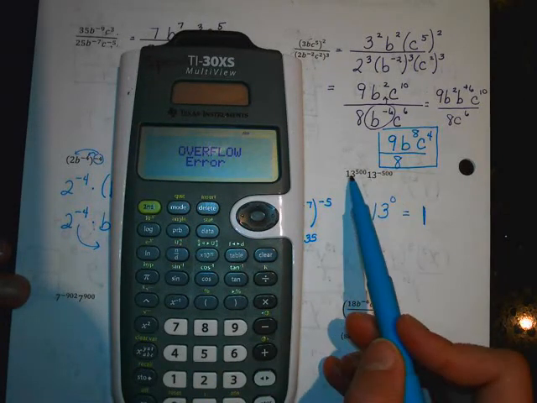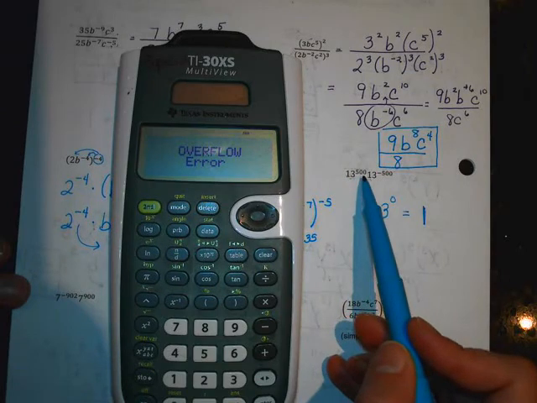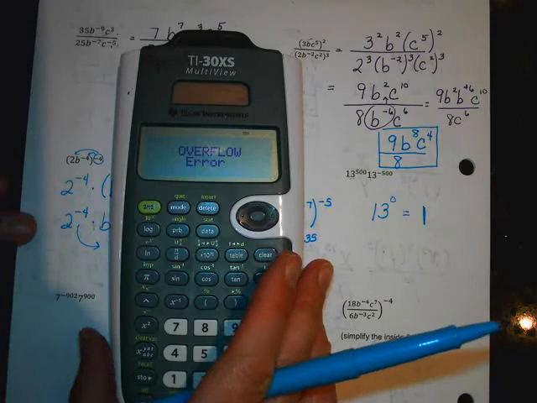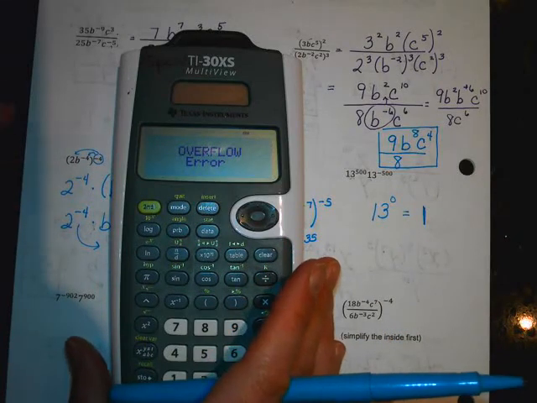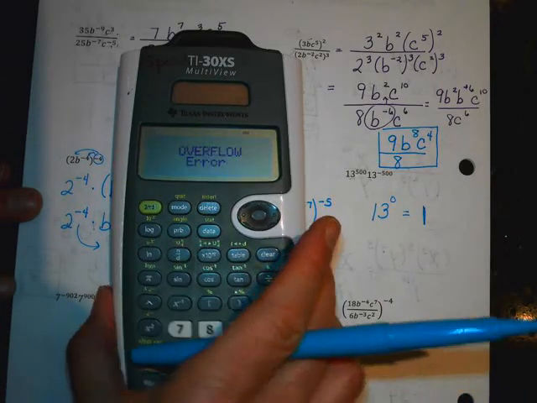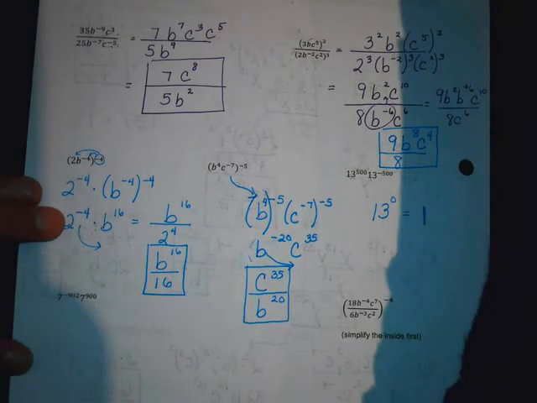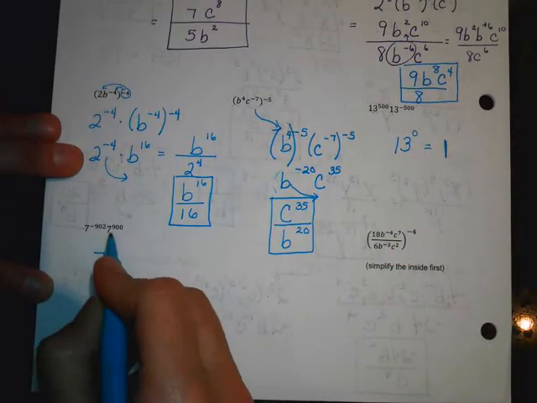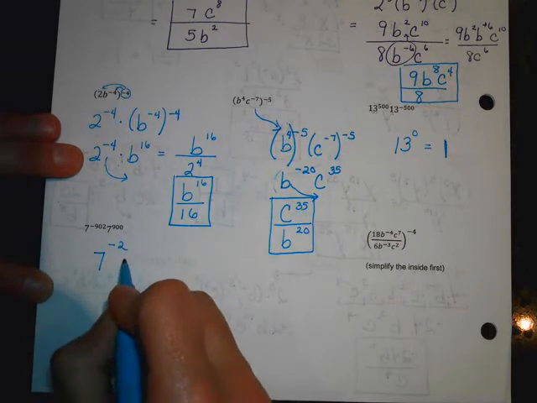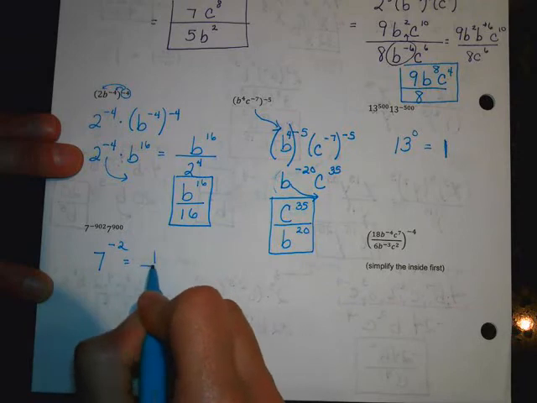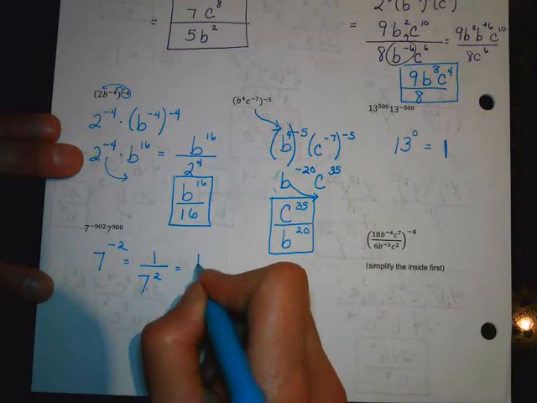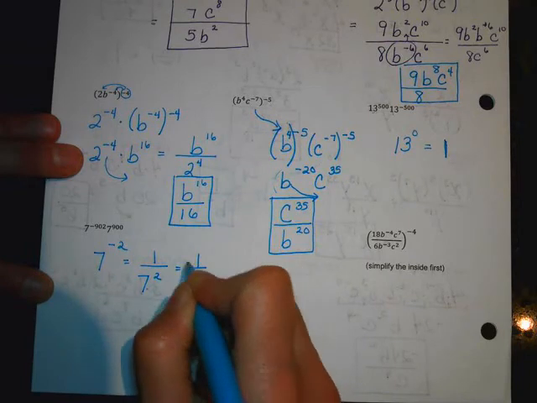What it means by overflow: 13 to the 500, it's just too big. The calculator can't calculate it. It's too many digits for it to think about as far as being programmed. So, yay. All right, I'm going to put my calculator away. All right, for this guy, you keep the base and you add the powers. It's not happy, so we're going to have to bring it downstairs into the denominator of a fraction, and that'll give us 1 over 49.